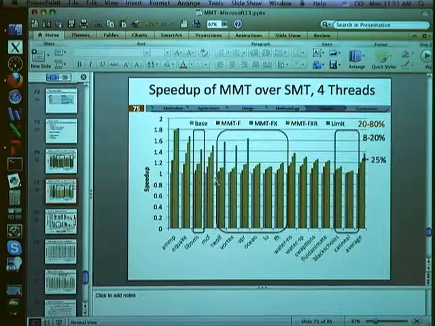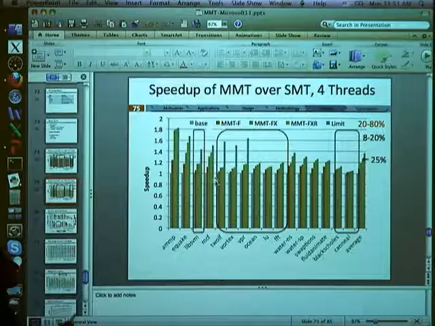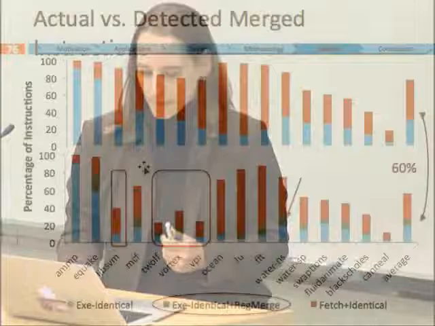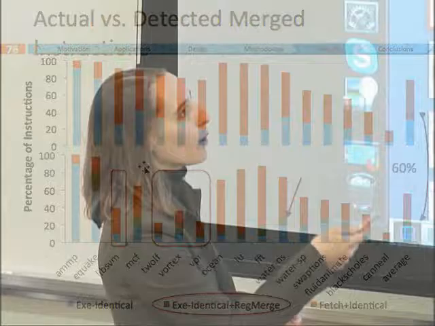Okay, so let's look at four threads. So now the gains, I think the scale is different. So just because it got smaller doesn't mean it got worse. Then we can see that we got slightly more benefit with four threads.